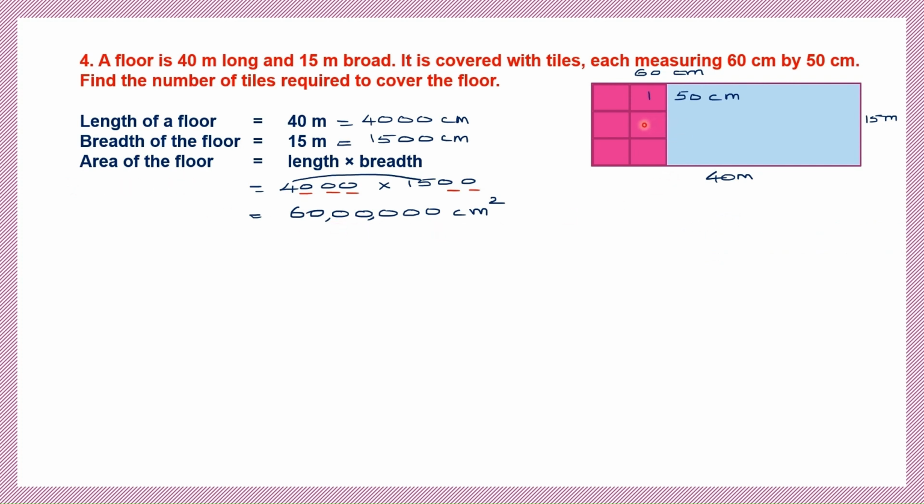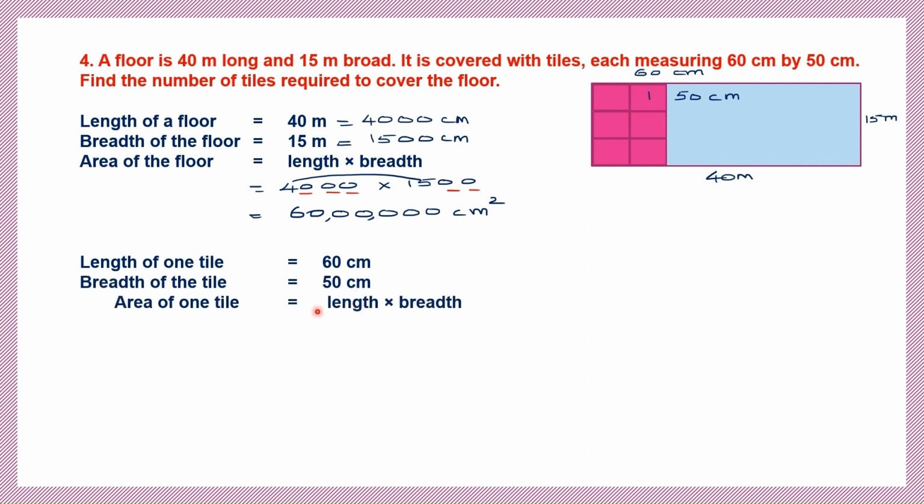Let's find the area of each tile. So here length of one tile is 60 centimeters. Breadth of that tile is 50 centimeters. So let's find area of one tile. So length is 60 centimeters into breadth is 50 centimeters. 60 into 50, 6 fives are 30. Then add the two zeros. So this will be 3,000 centimeters square. So the units now are in centimeters square, both are in centimeters square.